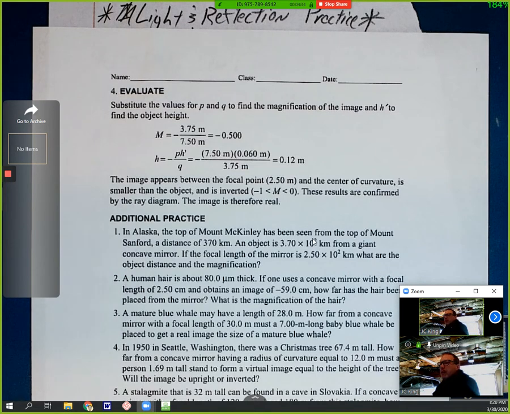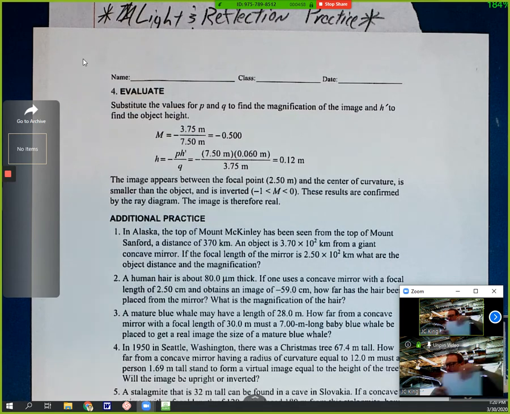Problem number 1: in Alaska, the top of Mount McKinley has been seen from the top of Mount Sanford, a distance of 370 kilometers. An object is basically 370 kilometers from a giant concave mirror. So if the focal length of the mirror is 250 kilometers, what are the object's distance and the magnification?